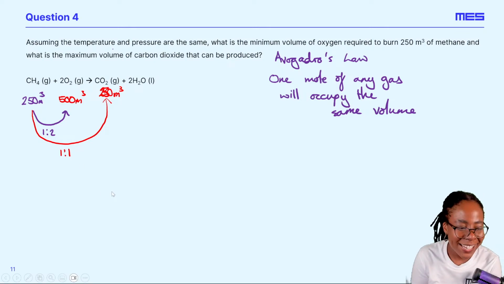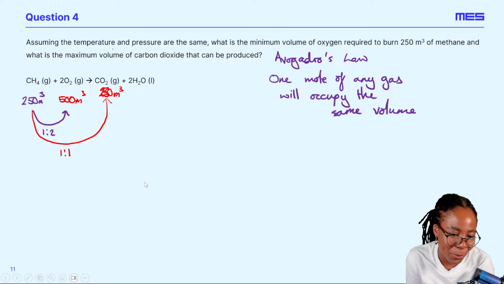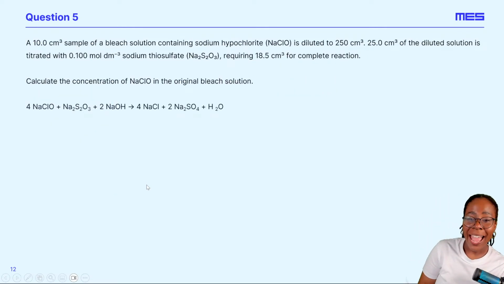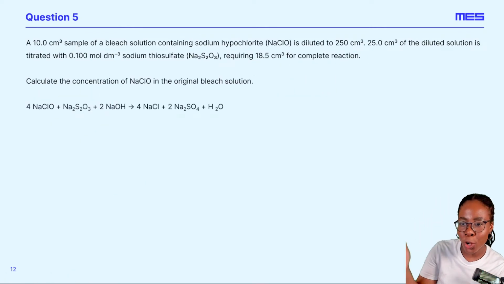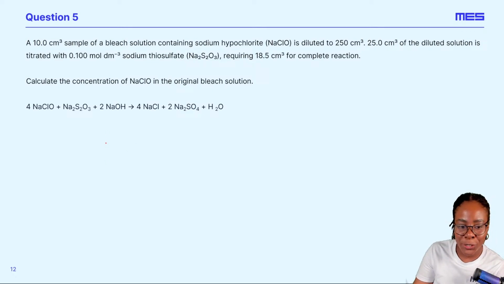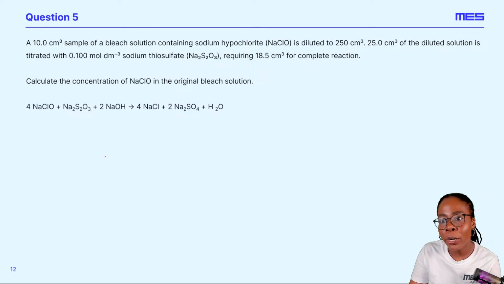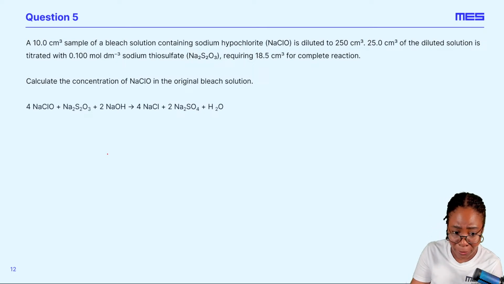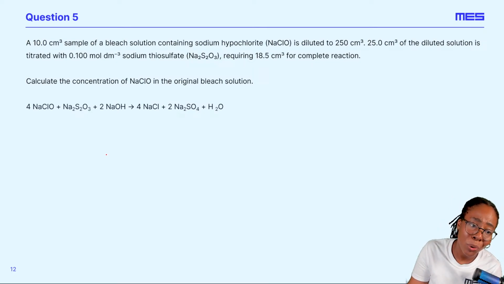Okay, let's get into the titrations. Is this what we've all been waiting for? A 10 centimeter cubed sample of a bleach solution containing sodium hypochlorite is diluted to 250 centimeters cubed. 25 centimeters cubed of the diluted solution is titrated with 0.1 mole per dm cubed of sodium thiosulfate, requiring 18.5 centimeters cubed for complete reaction. Calculate the concentration of sodium hypochlorite in the original bleach solution.